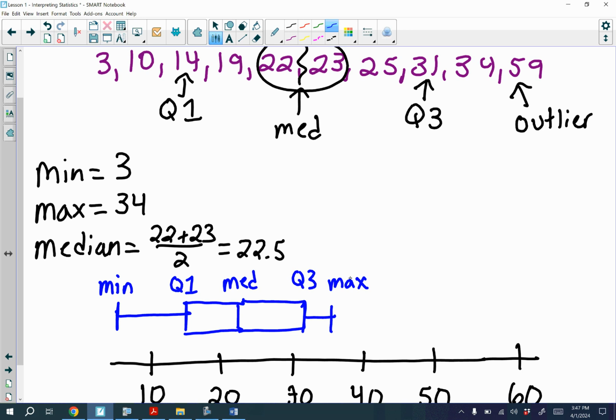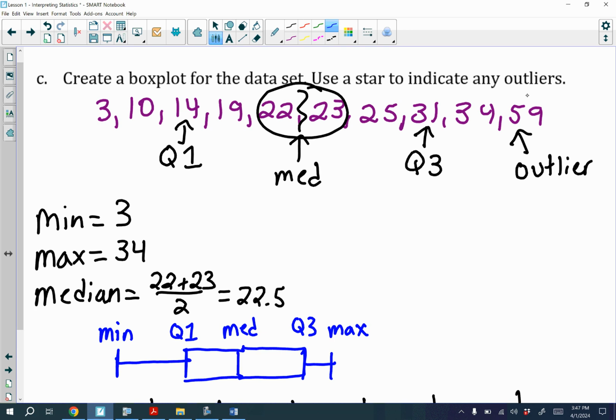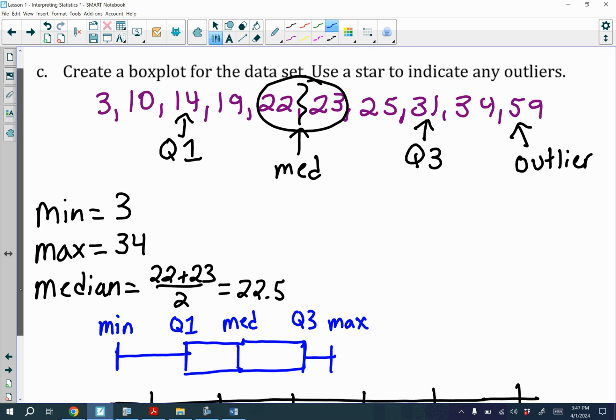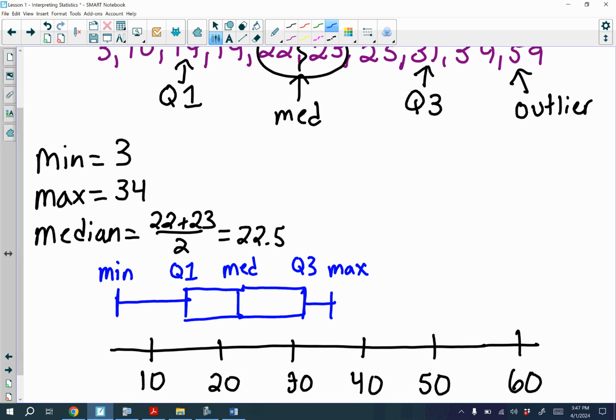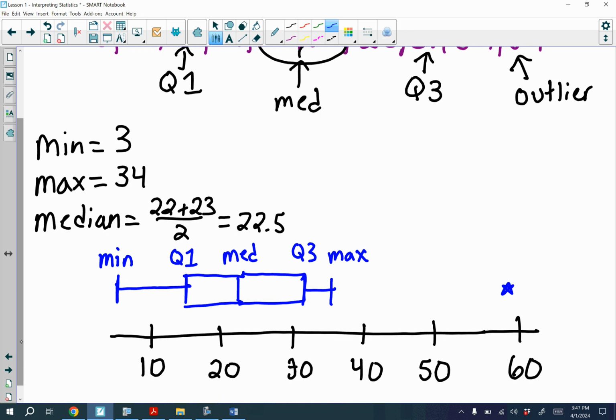Okay. Now, our last thing is we have to do the outlier. Remember, it says use the star to indicate any outliers. Our outlier was 59. So I'm going to have it kind of right here, and that indicates my outlier. And there is my box plot.